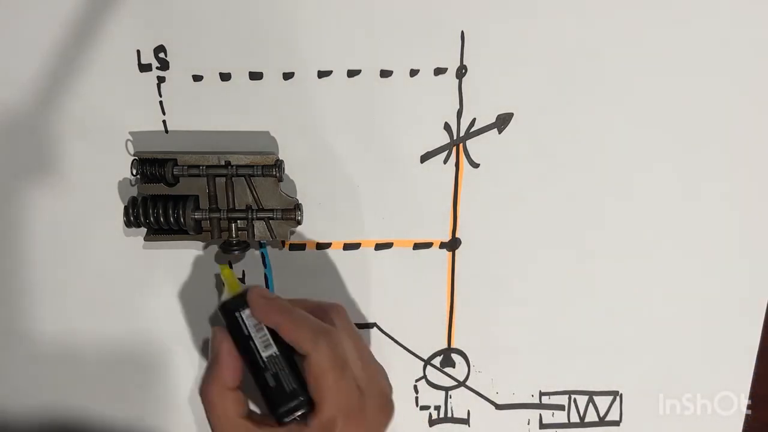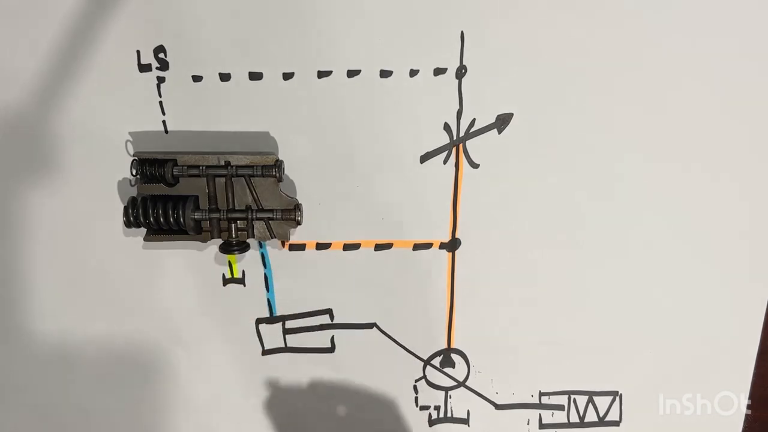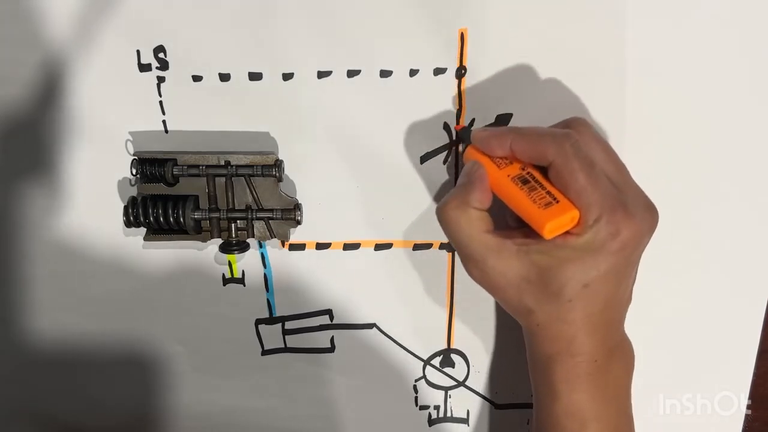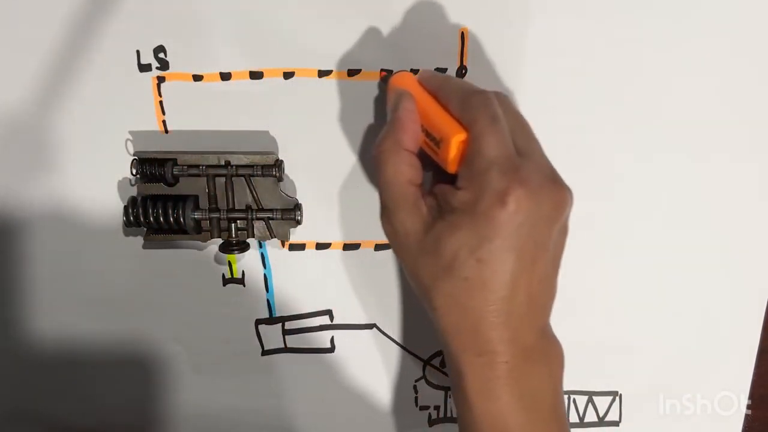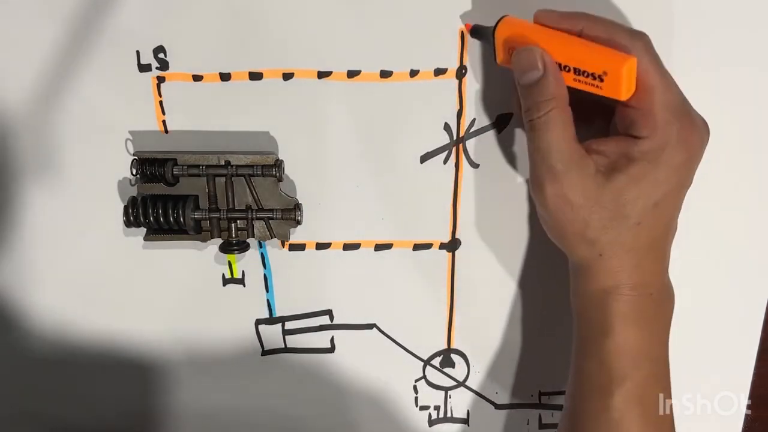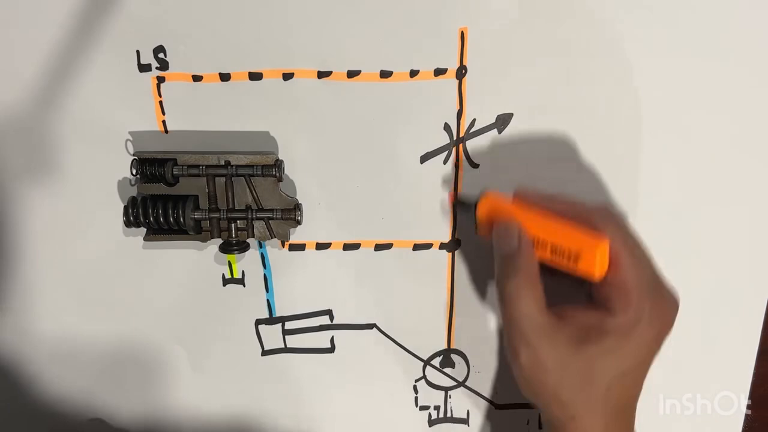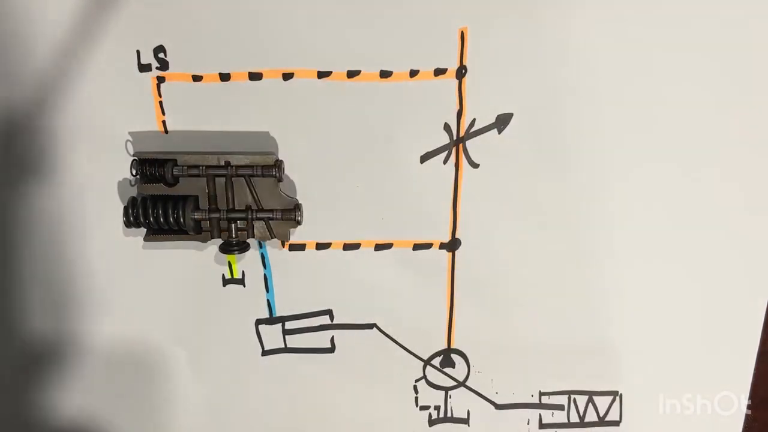Now we have a tank or a pump case. This is the drain internally. This is our high pressure feedback signal. This is your downstream, and this is your upstream. Before the throttle valve, that's your upstream signal. After the throttle valve, that is your downstream signal.